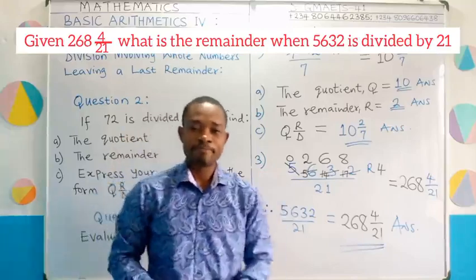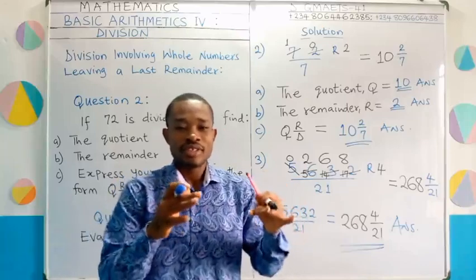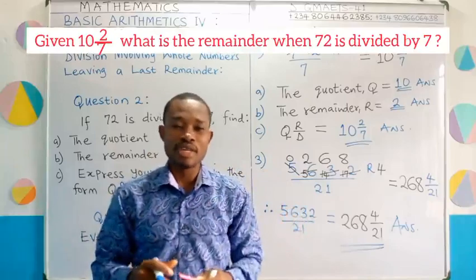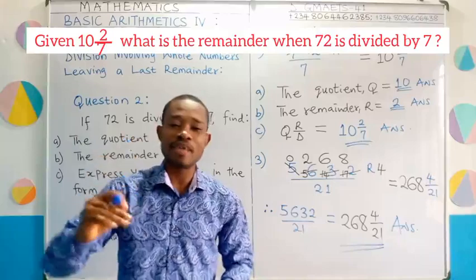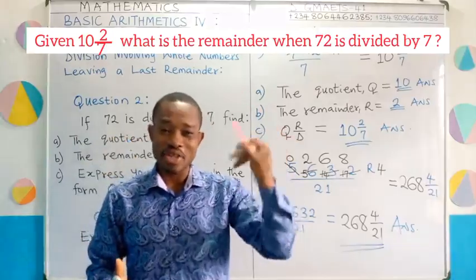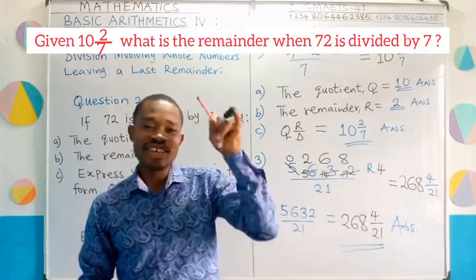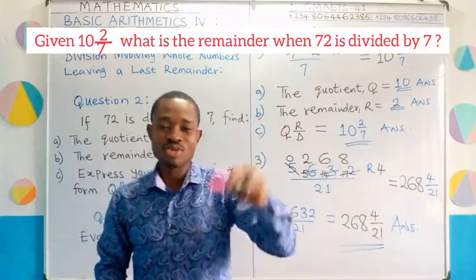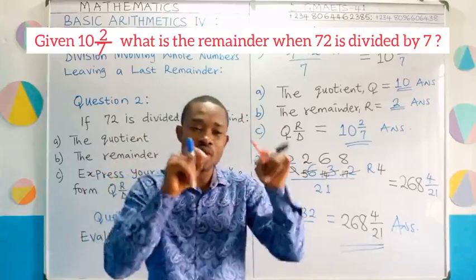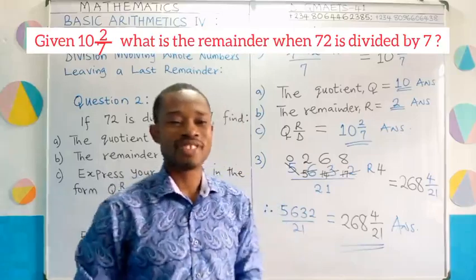Listen to this one again. Given 10 whole number 2/7, what is the remainder when 72 is divided by 7? And again, the remainder is the numerator of that fraction I pronounced. 10 whole number 2/7. The remainder is 2. So when you divide 72 by 7, your remainder will be 2. So in that question, the answer is already there. So take note in case you see such type of technical question.